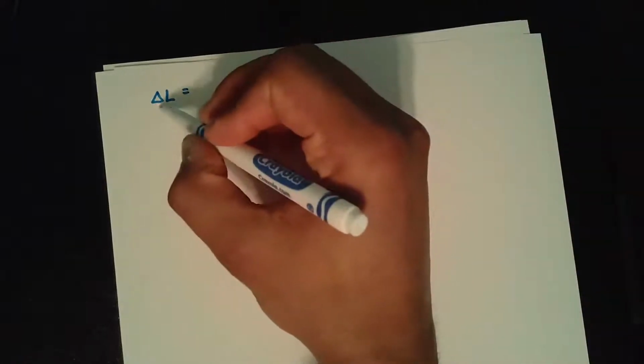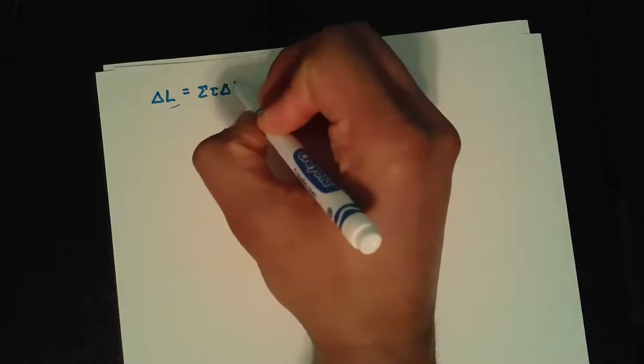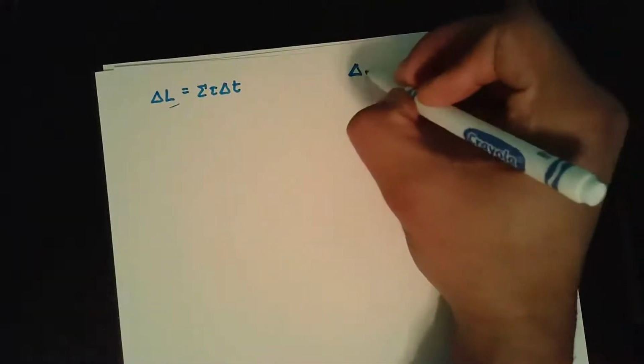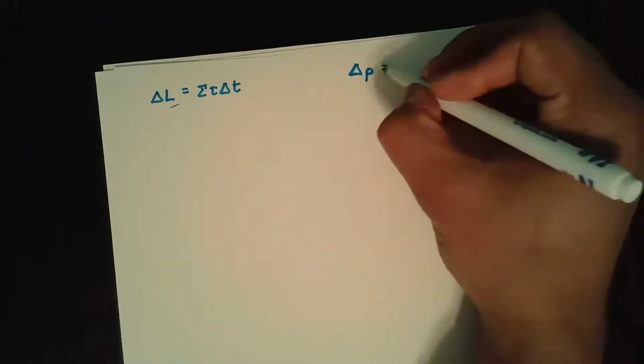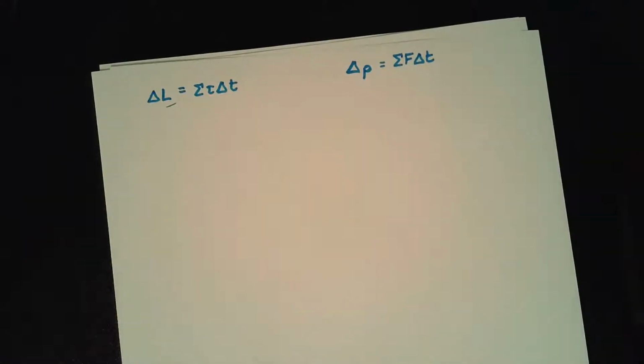In order to change the angular momentum of an object, you have to apply some net torque for some period of time, very similarly to how if you change a linear momentum, you have to apply some net force for some period of time. But we're looking at rotational pieces, so that is how we go about doing that.